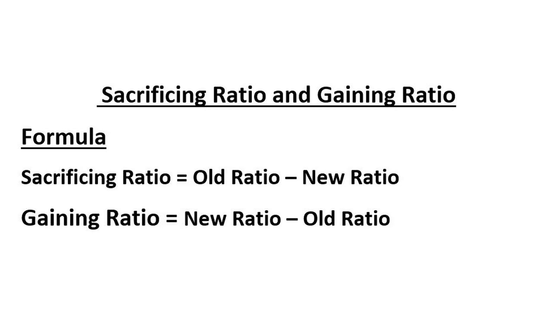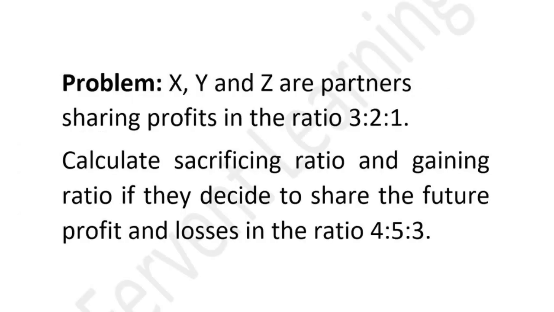So either we calculate sacrificing ratio or gaining ratio, we need two things. First is old ratio and the second is new ratio. In most cases, new ratio is given in the sums, but if it is not given, we will simply calculate it. Now look at the problem.